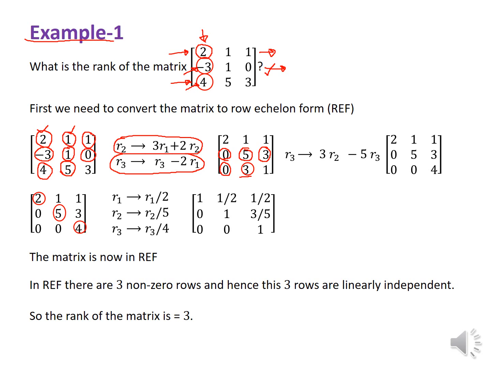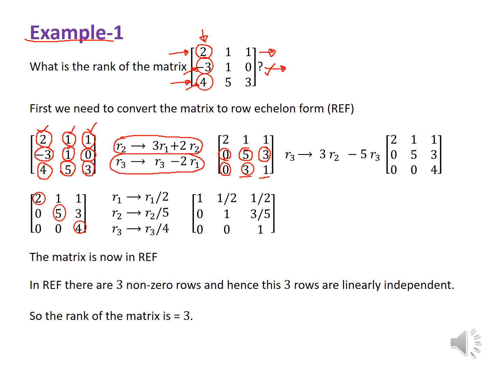Now if we multiply the third element of first row by 2, we will get 2, and then if we subtract these 2 from the third element of third row, we will get 3 minus 2, which will give 1 as the new third element of third row.